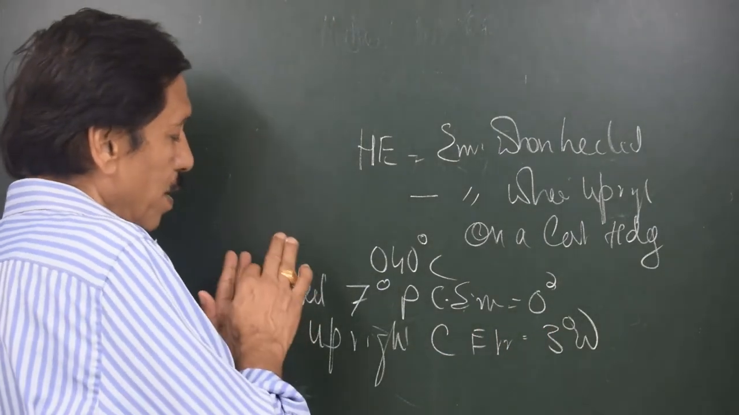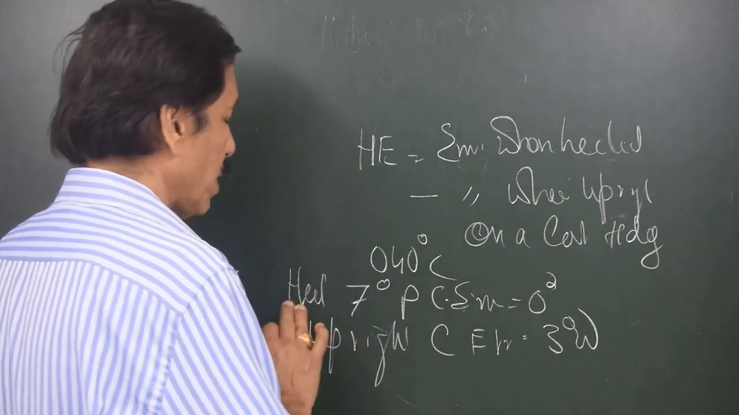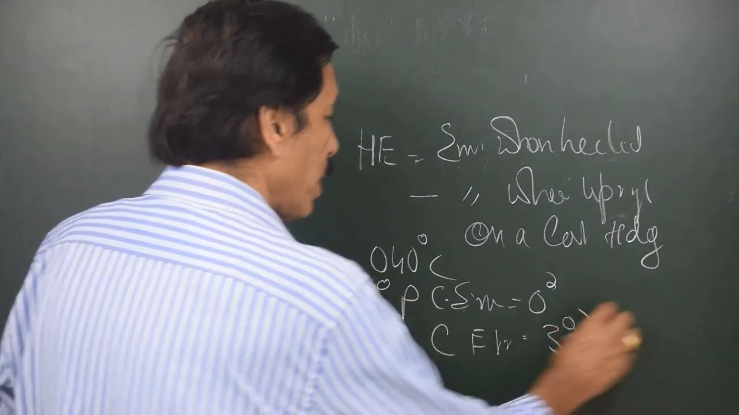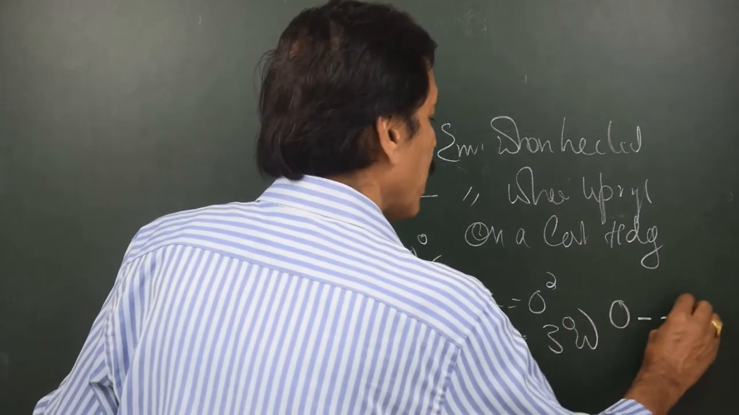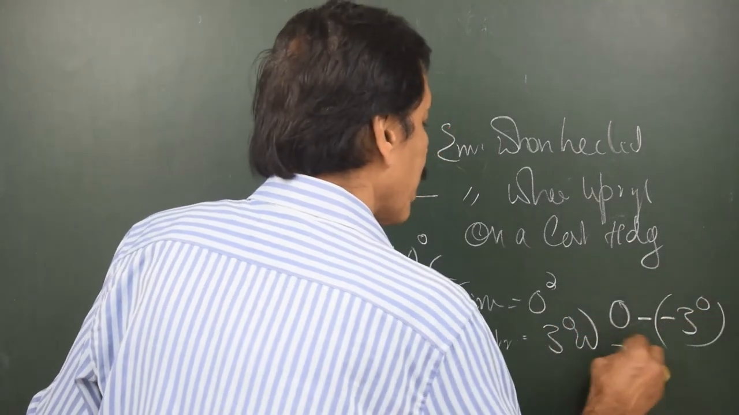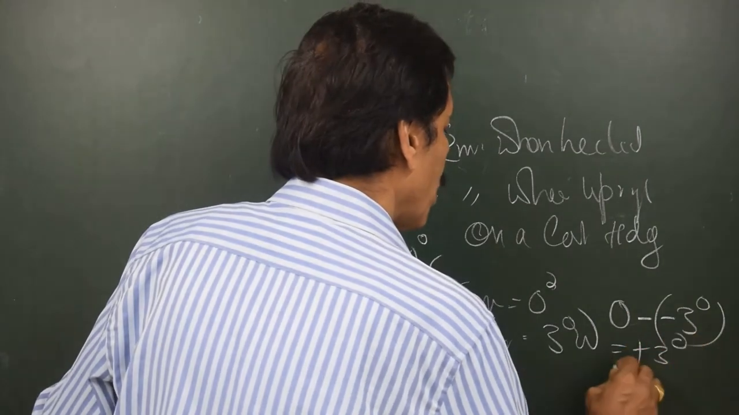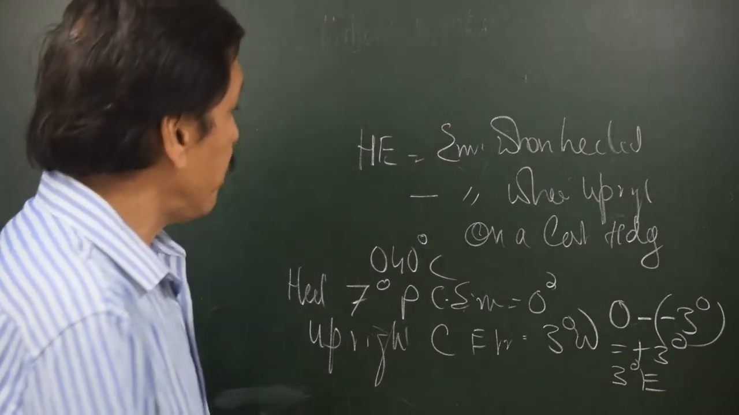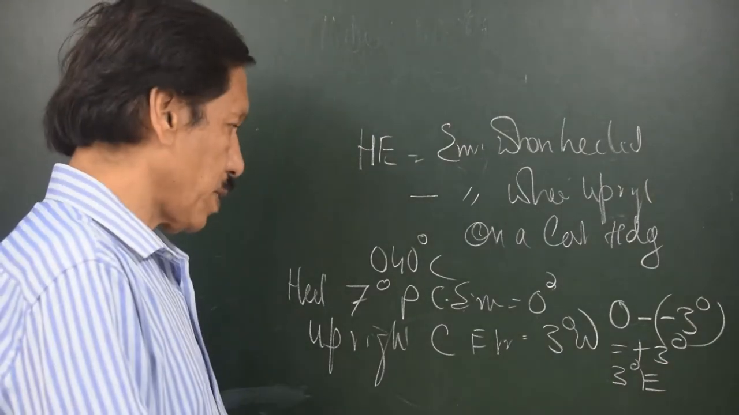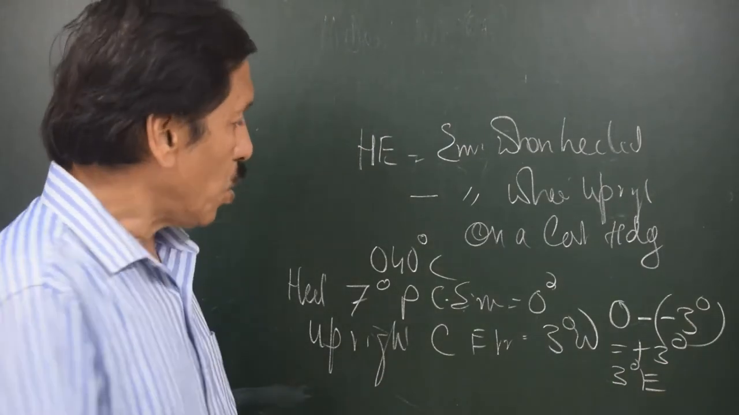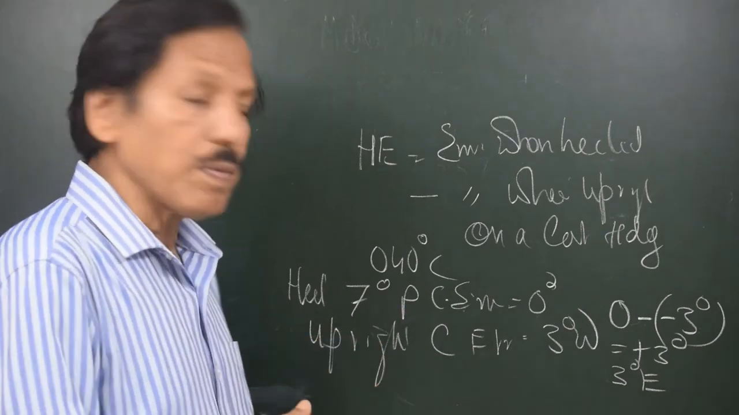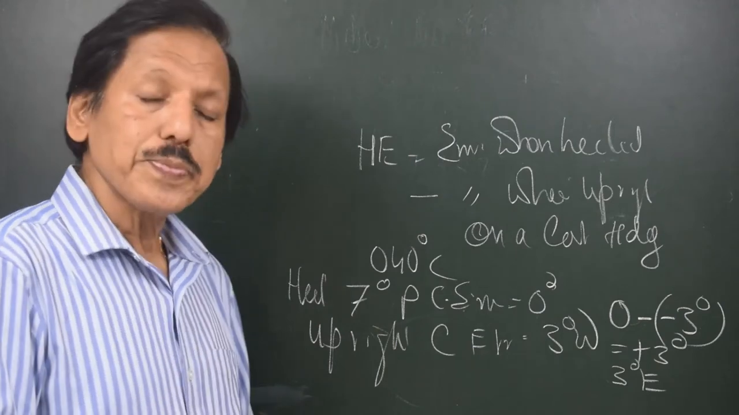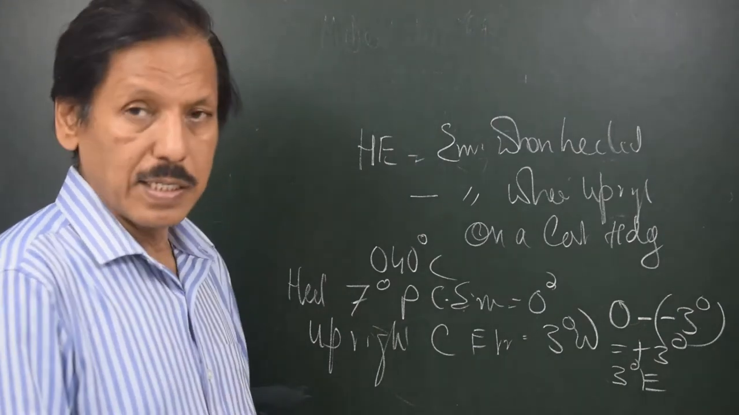So what is heeling error? Heeling error is error when the vessel is heeled minus error when she is upright. So it should be 0 minus 3 degrees. That is plus 3 degrees or 3 degrees east. Plus in magnetism means east, right? As per our convention. So can we say that at this given place on the heading 40 degrees compass, the heeling error is 3 degrees east?